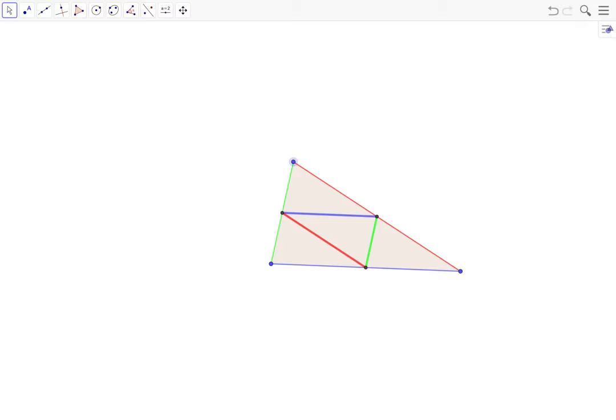So here I've created a triangle, and on each side of the triangle I've created the midpoint, and then I've connected those three midpoints. So it's kind of like we've got a triangle inside the triangle. And ultimately it looks like there's four triangles inside that triangle.